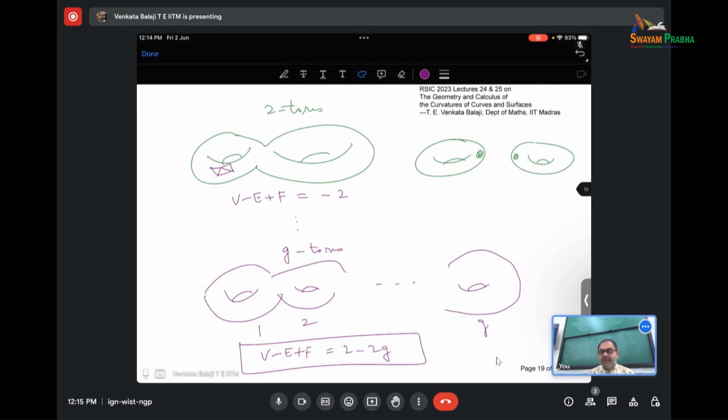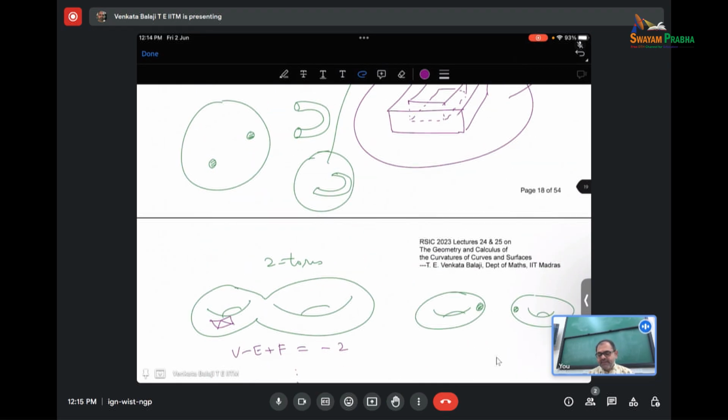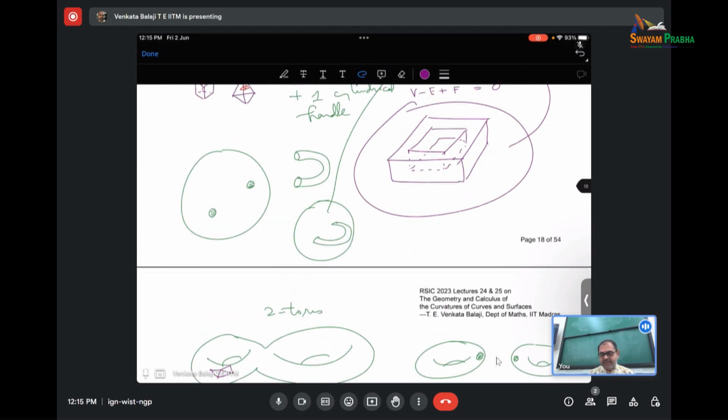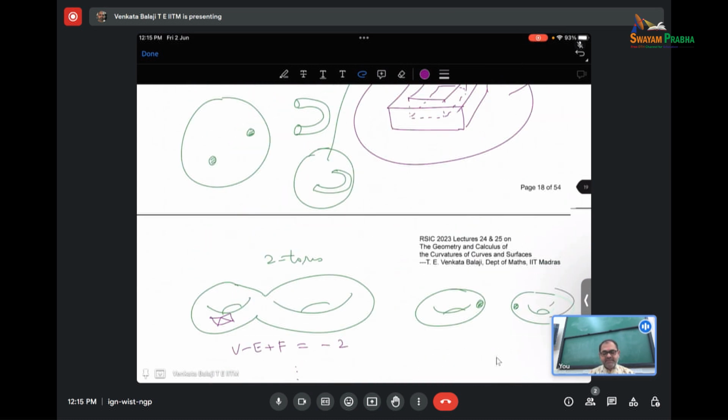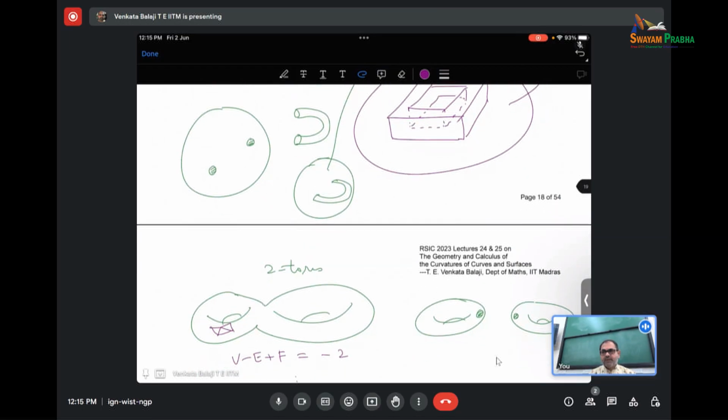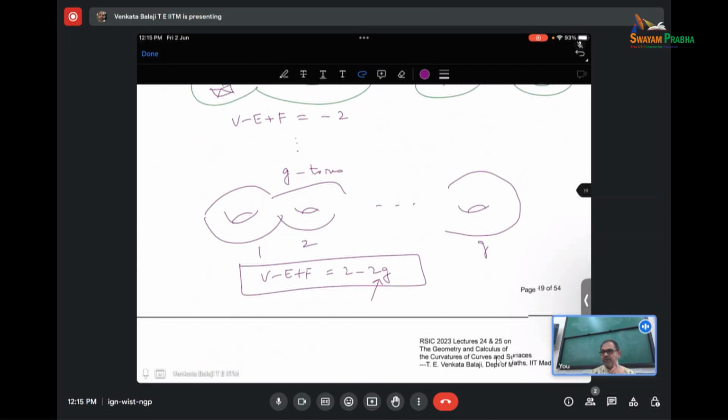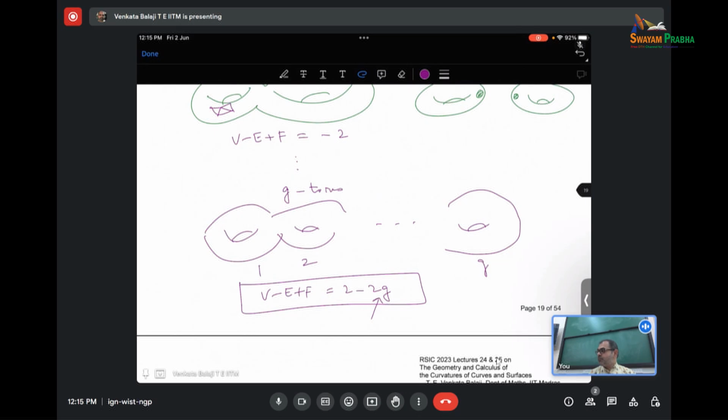So you see, g is actually the number of handles. In the sphere case, there is no handle, therefore you will get 2 minus 2 times 0, which is 2. In the case of the torus, it's one handle, so g is 1, and you get 2 minus 2 times 1, which is 0. In the case of the 2 torus, you get 2 minus 2 times 2, which is minus 2. So in general, you get 2 minus 2 times g.